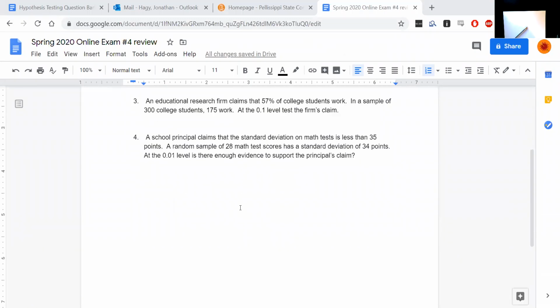Question 4. A school principal claims that the standard deviation on math tests is less than 35 points. A random sample of 28 math tests has a standard deviation of 34 points. At the 0.01 level, is there enough evidence to support the principal's claim? Sure.